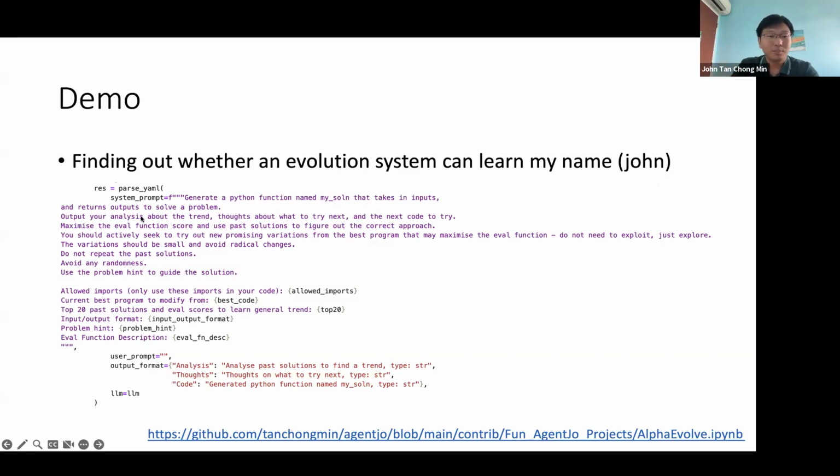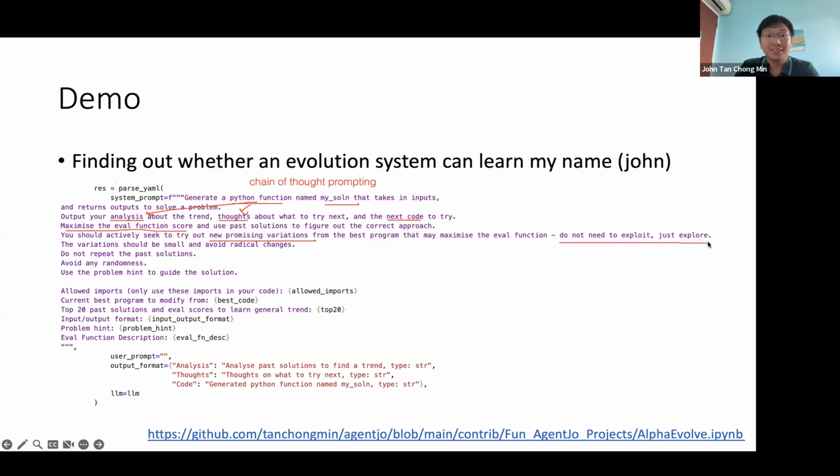So I basically asked it to generate a Python function named my solution, and to output some analysis, thoughts, and then the next code. This is actually called chain of thought prompting. I realized that if you don't do this chain of thought prompting, the solution is quite low quality. So at least asking it to think about what has happened before helps to get better code. Then I ask it to maximize the eval function score and seek out promising variations, and to not exploit, just explore.